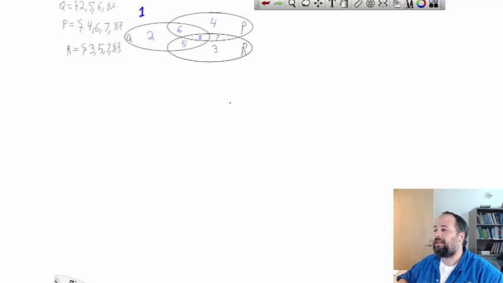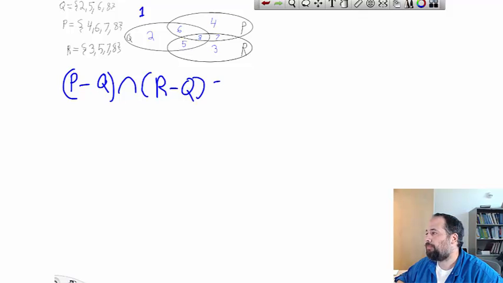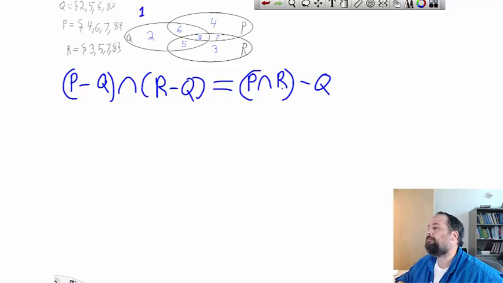But based upon that, we are going to use the tabular method now to prove the same thing that we've proven a couple of times now. P minus Q and R minus Q is the same as P intersection, I said "and" before, I should have said intersection, R minus Q. Right, those two sets are equivalent.